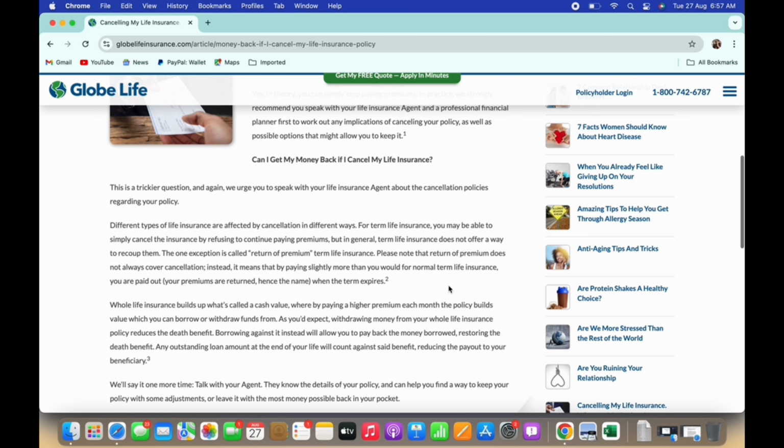Also, whole life insurance builds up what's called a cash value, whereby paying a higher premium each month, the policy builds value which you can borrow or withdraw funds from. As you would expect, withdrawing money from your whole life insurance policy reduces the death benefit. Borrowing against it instead will allow you to pay back the money borrowed, restoring the death benefit. Any outstanding loan amount at the end of your life will count against said benefit, reducing the payout to your beneficiary.